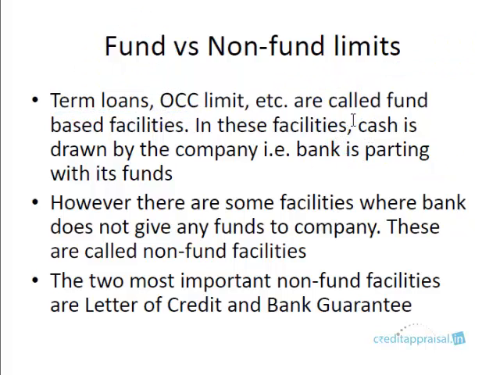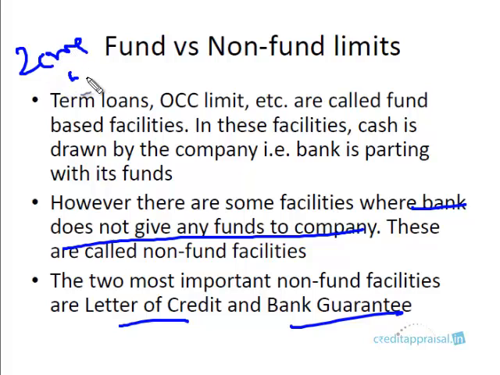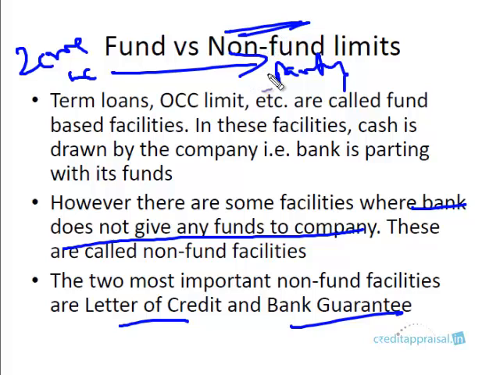It is possible that there are facilities where the bank will not part with funds. So the bank does not give any funds to the company. These are the non-fund limits which we are going to discuss. These are LCs and BGs. What happens in these situations is, a party is sanctioned, say for example, a 2 crores LC limit. The bank will not release 2 crores to the party. That's why it's called non-fund. It is non-fund in the sense that the bank is not giving any funds to the party, but it's a limit, sanctioned as a limit. LC and BG are limits, but they are non-fund limits.